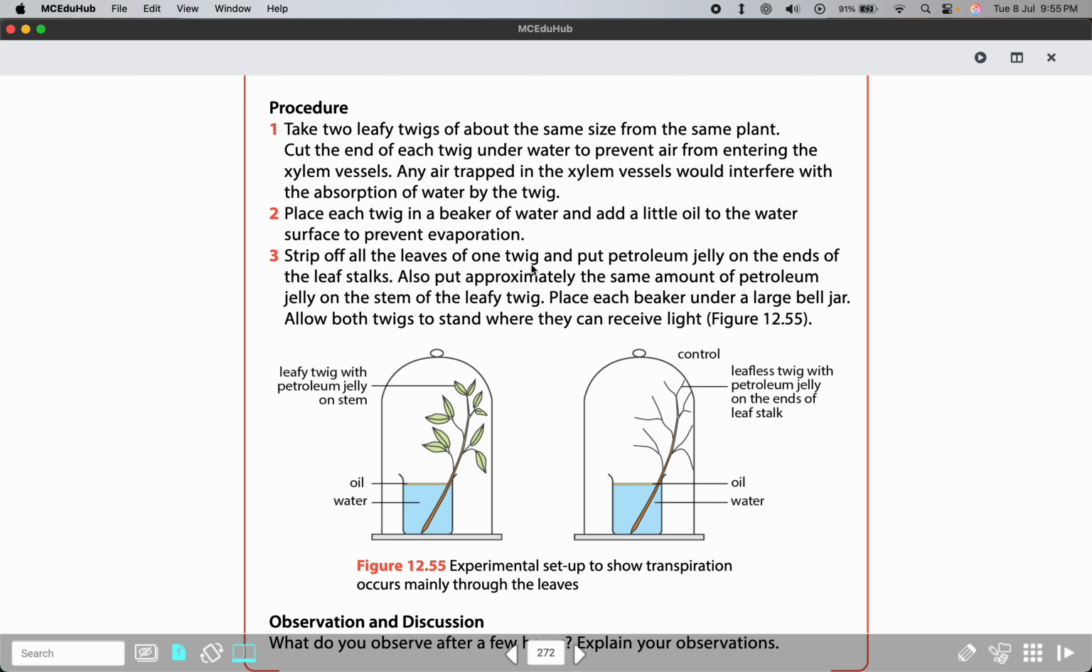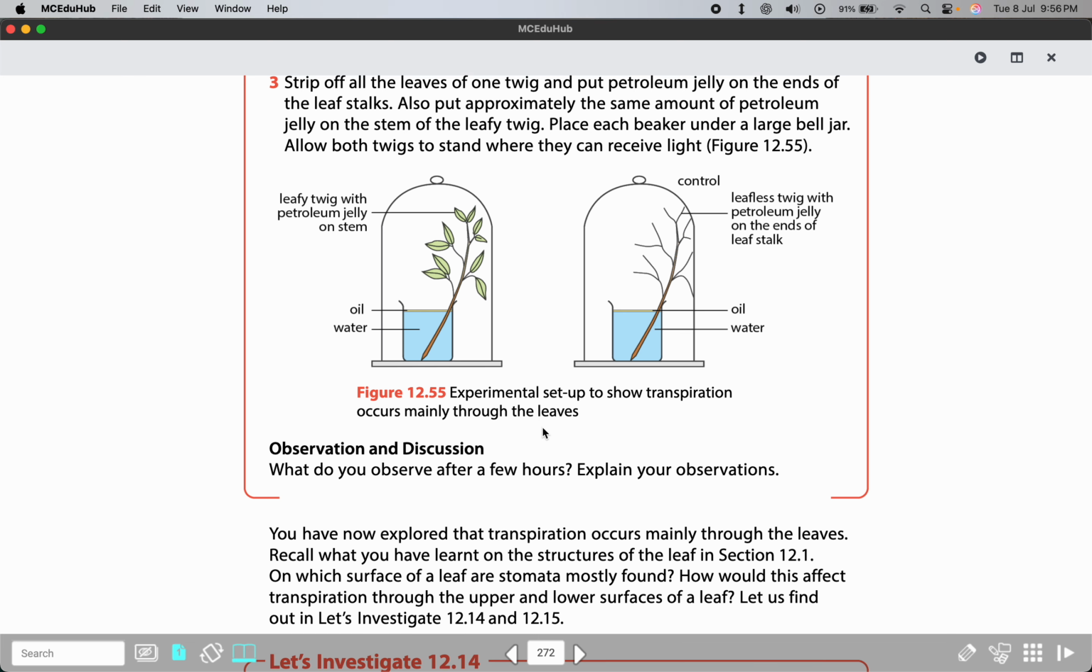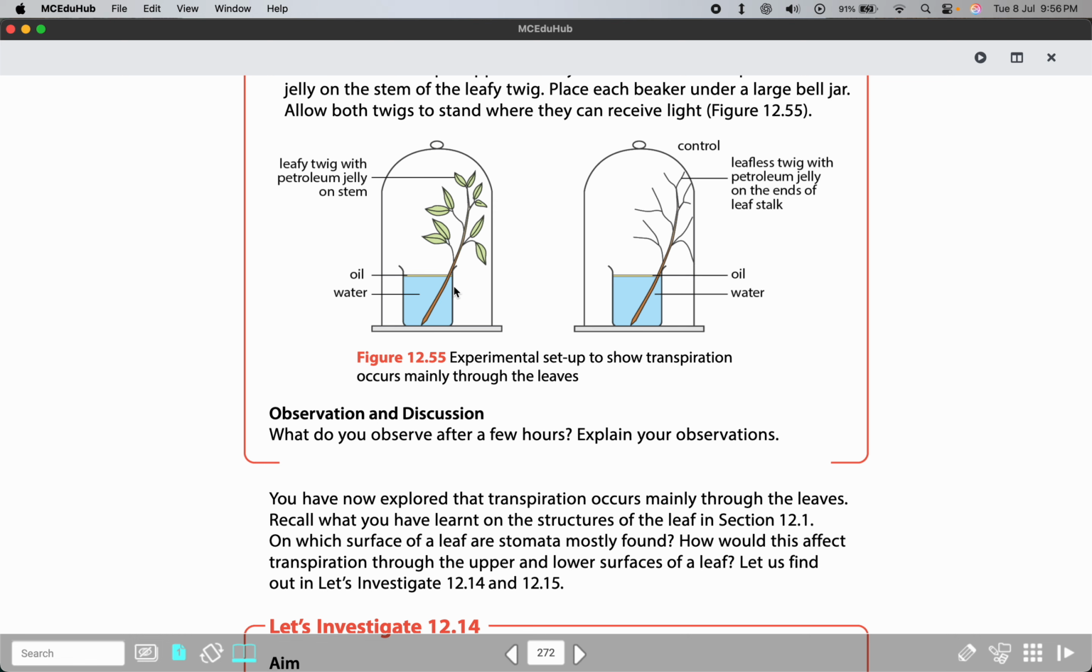You strip off all the leaves of one twig and put petroleum jelly on the end of the leaf stalks. So over here, you put petroleum jelly. It's just a kind of jelly that prevents evaporation. Now, you also put approximately the same amount of petroleum jelly on the stem of the leafy twig, so just the stem, not the leaves. Now you place each beaker under light, so that they can perform photosynthesis also. Okay, so what will happen is that over some time, we will notice that for, let's call this A, for A, the water level will actually drop. Why?